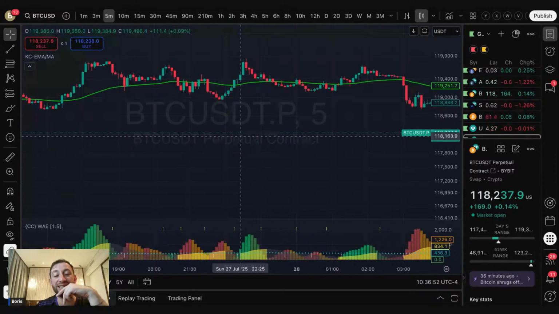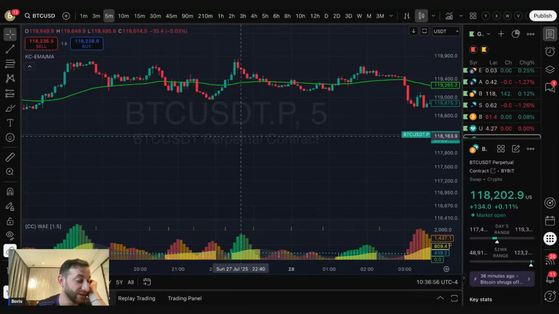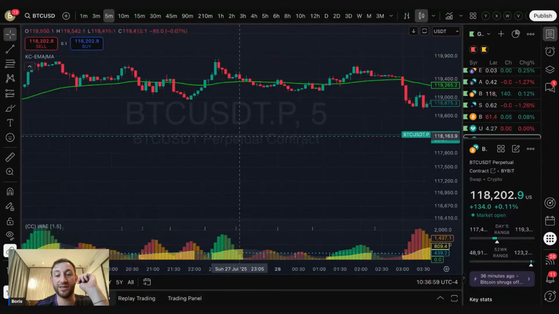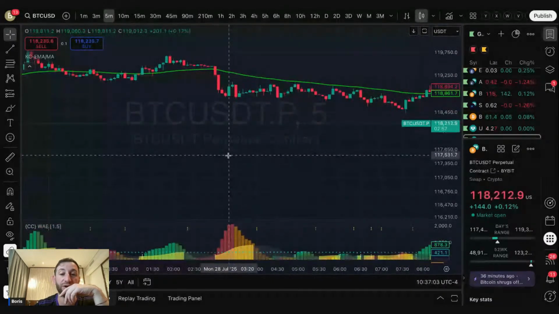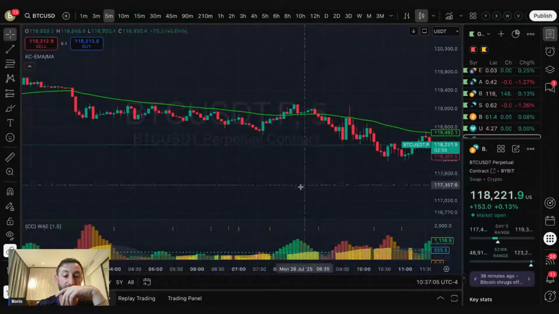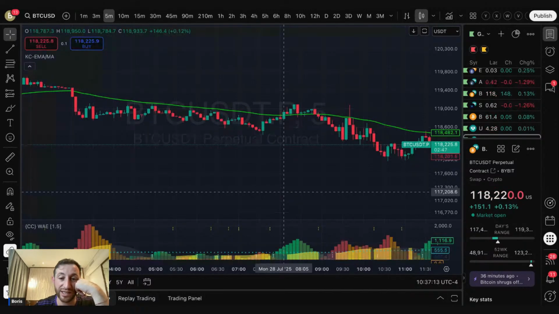The problem with this is that it does tend to lag sometimes. If you're waiting for confirmation, sometimes you'll miss the entry. But it really depends on how conservative or aggressive you are, right? For myself, I'm more conservative, so I would need price confirmation, and right here we get it.